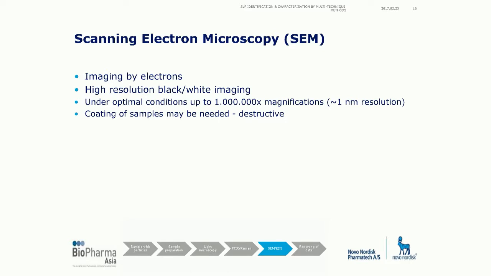Scanning electron microscopy would then be the next step in our chain of analysis. Here we're using electrons to image the particle. And as such, we can do very high resolution black and white imaging of the particle. Under optimal conditions, you can go up to 1 million times magnification, corresponding to almost nanometer resolution. However, when we do this, we may need to coat our sample with a thin metal layer, and this is then destructive.